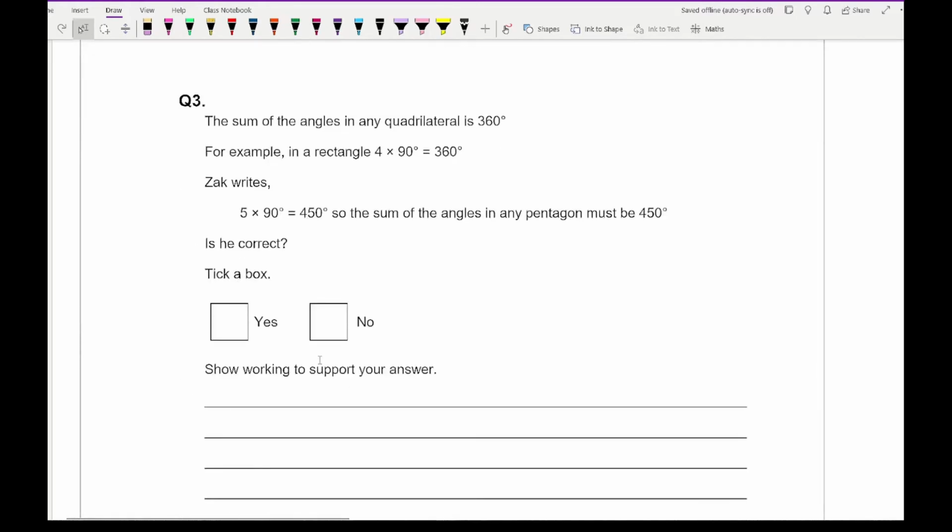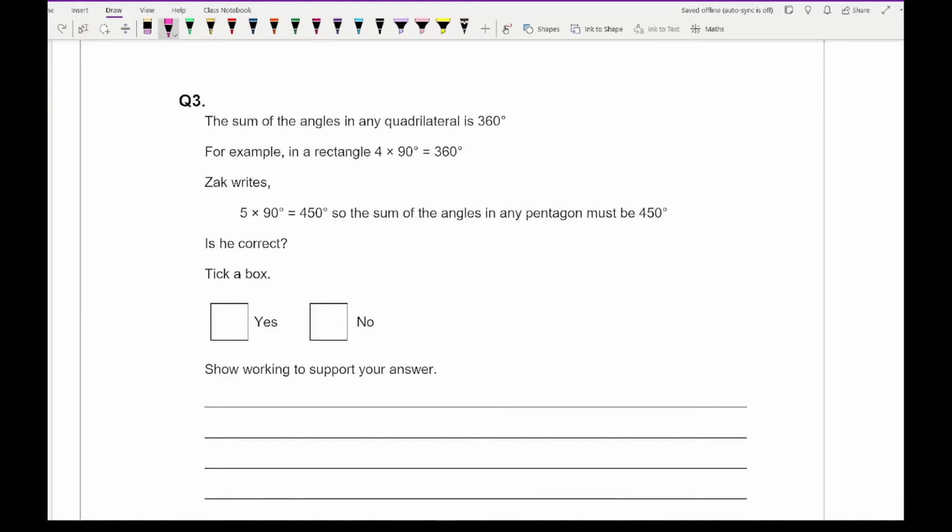Then with question 3, it says the sum of angles in a quadrilateral is 360 degrees. For example, in a rectangle, 4 times 90 is 360. Zach writes 5 times 90 equals 450 degrees. So the sum of angles in any pentagon must be 450.